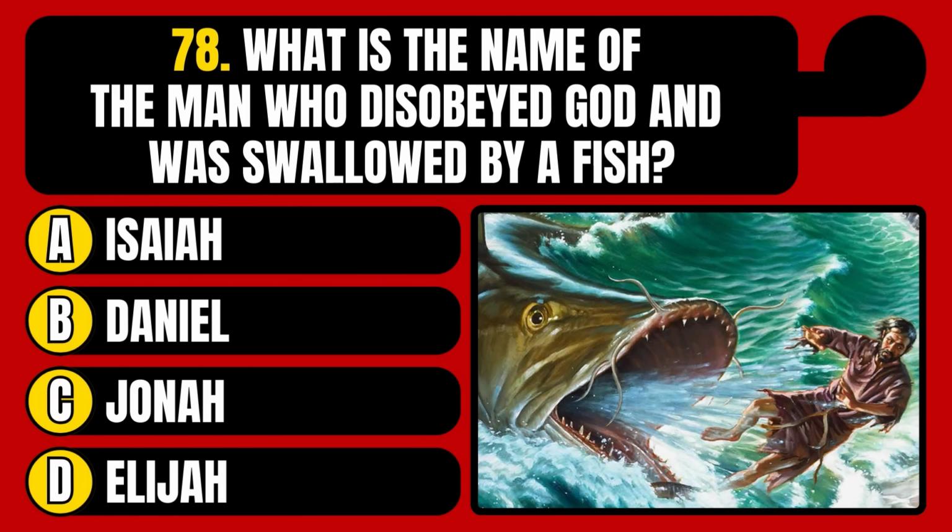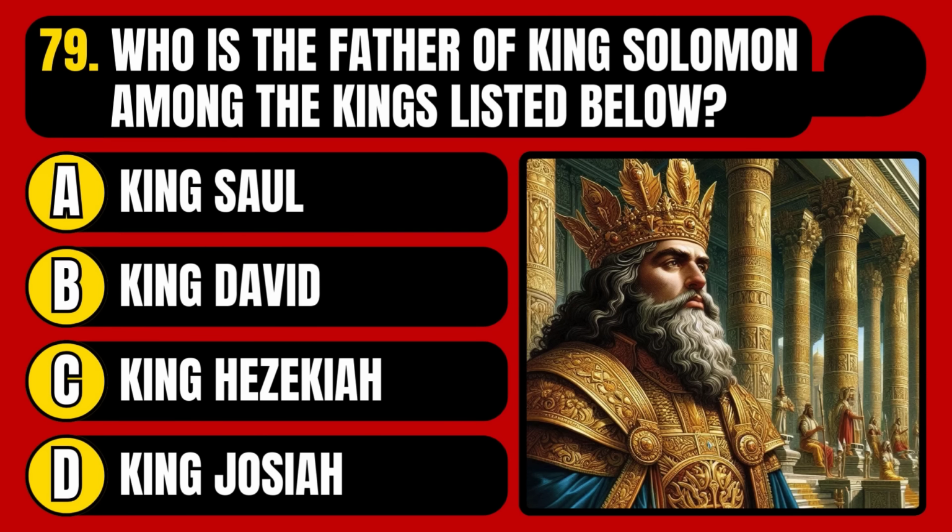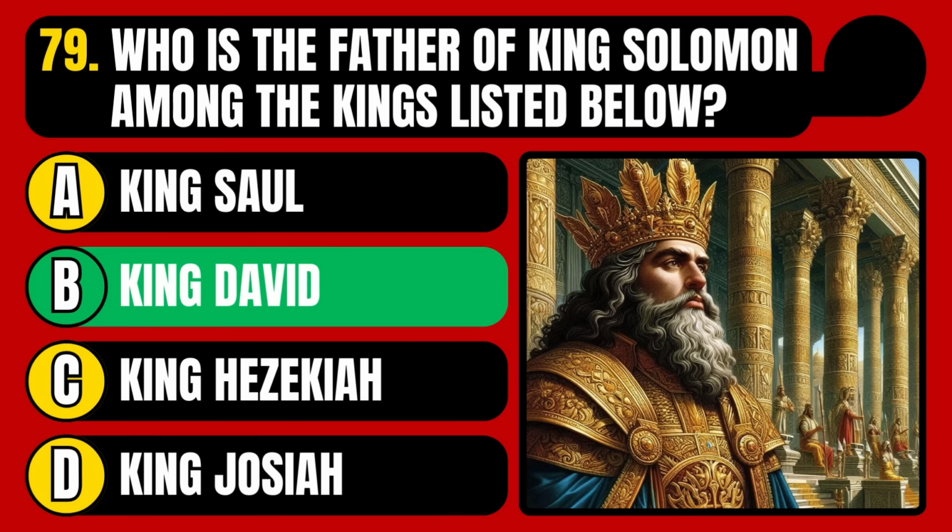What is the name of the man who disobeyed God and was swallowed by a fish? Isaiah, Daniel, Jonah, or Elijah? The correct answer is option C, Jonah. Who is the father of King Solomon among the kings listed below? King Saul, King David, King Hezekiah, or King Josiah? The correct answer is option B, King David.